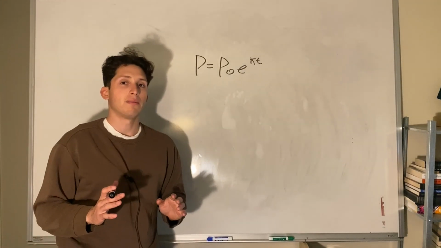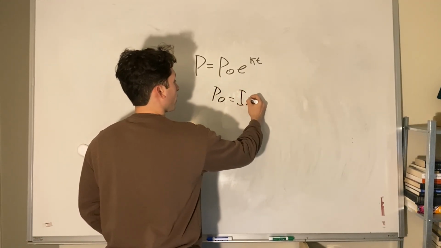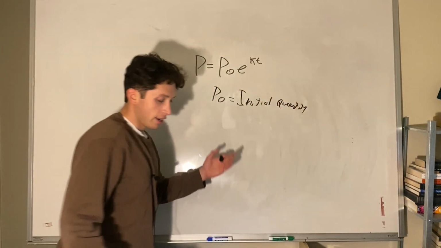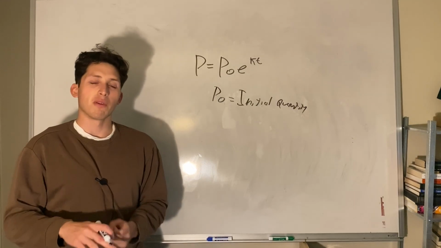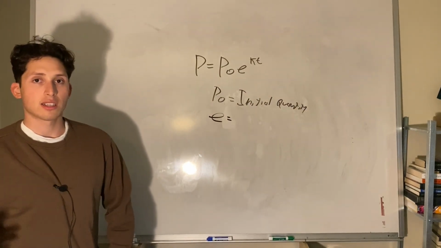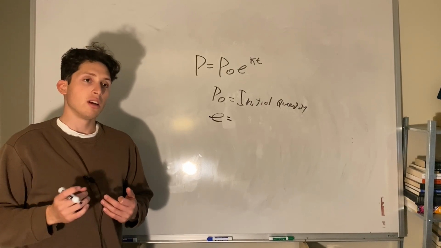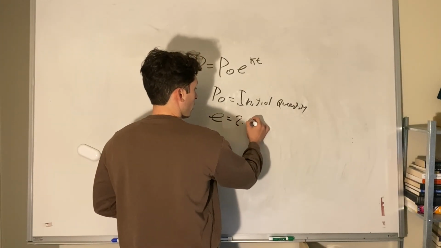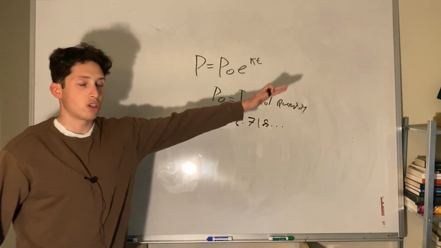Now let me break it down. What P0, P with the base of 0, means is the initial quantity. That is the quantity that you start with before the change, before the growth or before the decay. e, as you might remember from our last class, is used by scientific consensus to explain exponential growth, which is basically the number 2.718... because it stretches to infinity.